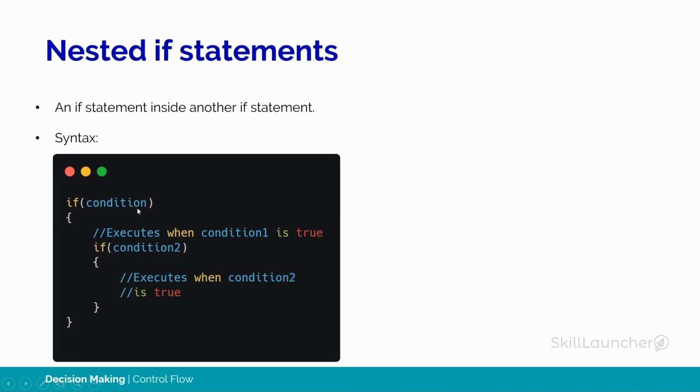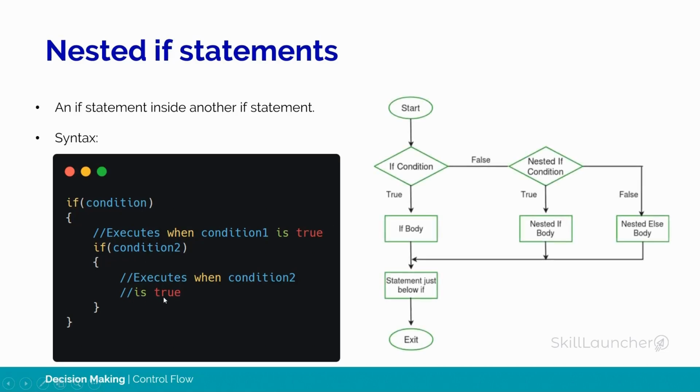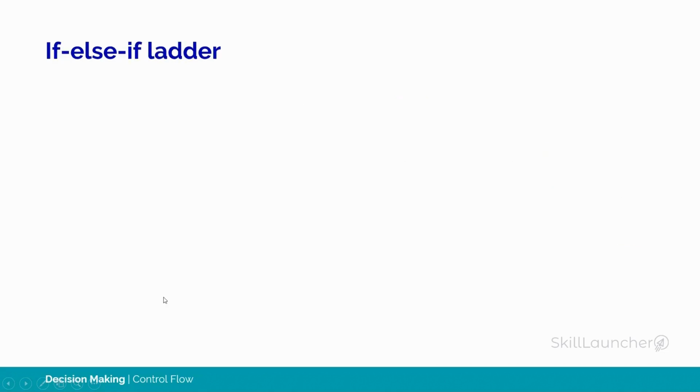Now if this condition 1 happens to be true, the control comes inside this if block and executes these statements. It encounters another if statement with condition 2. Now if this condition 2 happens to be true, the control comes inside this if block and executes the statements. Have a look at this flowchart. Now comes the fourth type, that is the if-else if ladder. Here a user can decide among multiple options if the user has multiple conditions.